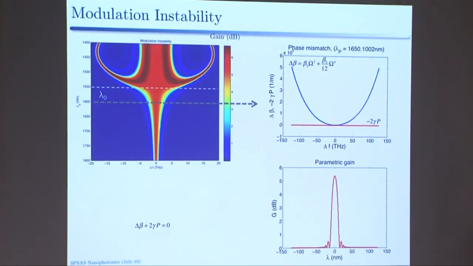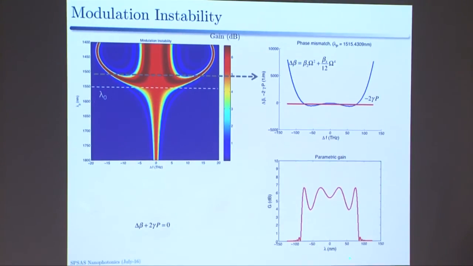And then let's look at the normal dispersion regime. In the normal dispersion regime, they are both positive. So delta beta is always positive. So there is no phase matching. There is no peak anywhere except at zero. If you look at the number at zero, it's about 5. It's never as large as what we had before.